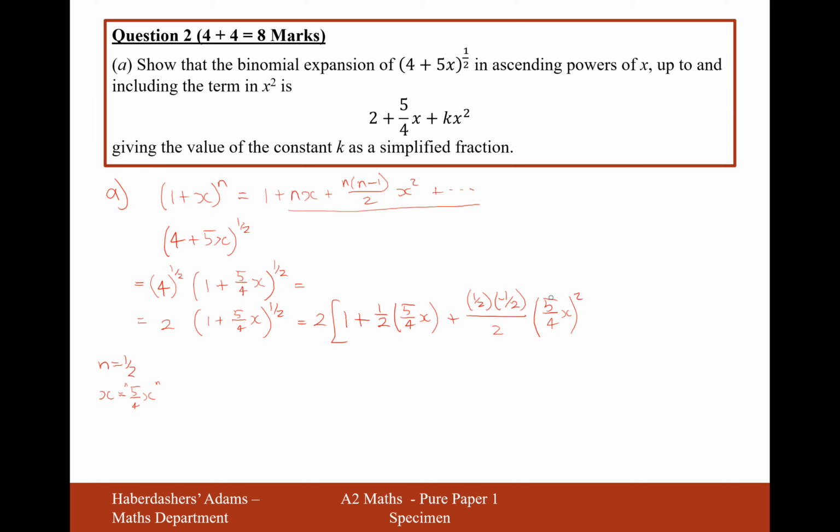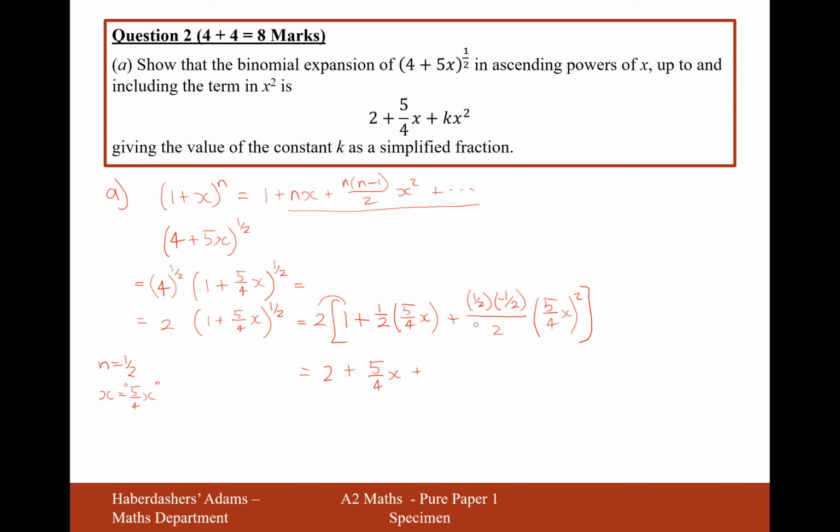A classic mistake here would just be to do 5 over 4x squared. Rather, it's the 5 over 4x that needs to be in brackets, and then the whole of that needs to be squared. Let's now expand the brackets and simplify. It's going to be 2 times 1, that's 2. 2 times 5 over 8, that's going to be 5 over 4x. That's just as we were expecting it to be.